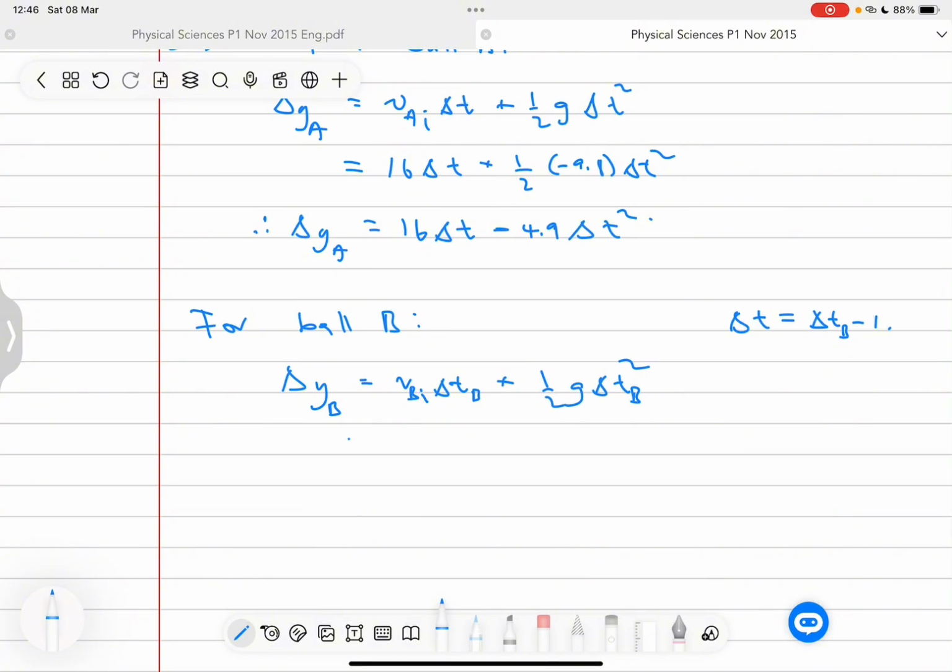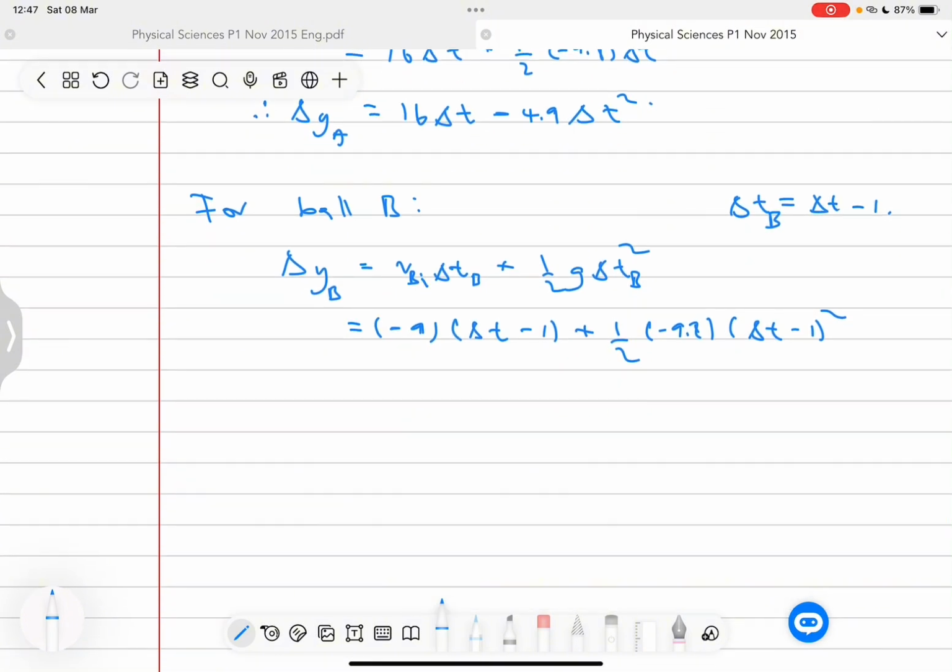Now, at this stage, it means I can substitute all the information that I have. My initial velocity here is going to be 9 meters per second. And we are saying here that the time of B is actually defined by a change in t minus 1. Right, so here we're going to have 9 times the change in t minus 1, plus 1/2, then here we have negative 9.8, then here we have change in t minus 1 all squared.